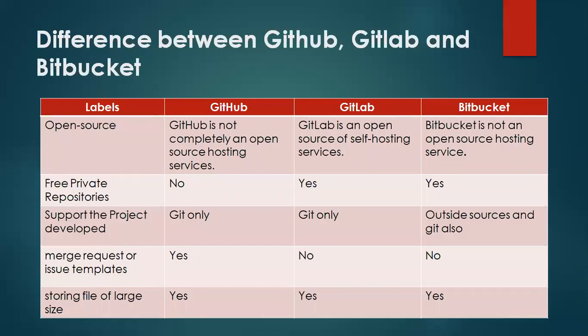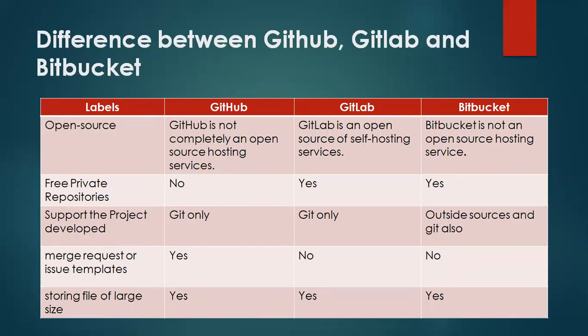Second, the difference between GitHub, GitLab and Bitbucket. First, open source. GitHub is not a completely open source hosting service, and the user has limited free features on this platform, so that's why GitHub is not completely open source hosting. And second, GitLab is an open source, self-hosting service. It is free for every community of coders. And Bitbucket is not an open source hosting service, but it provides free repository services for 5 users, but the complete platform is not open source.